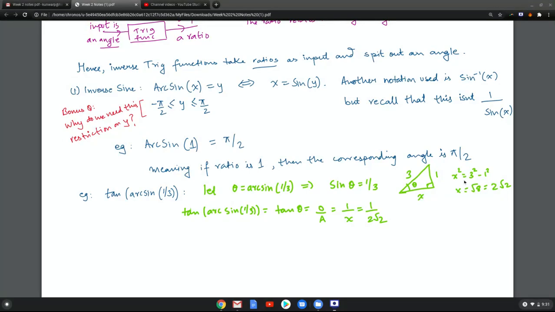Using Pythagoras theorem, x squared equals 3 squared minus 1 squared, which gives me square root of 8, which is 2 square root of 2. But now I go back to what I'm trying to find, which is tan of arc sine 1/3, which is actually tan of theta, which from this triangle is opposite over adjacent, which is 1 over x, which is 1 over 2 square root of 2.